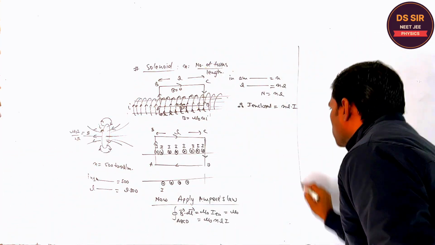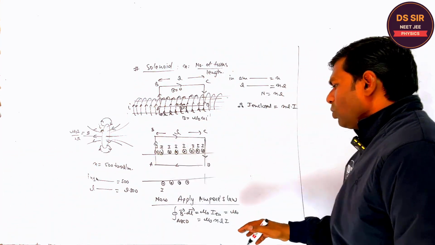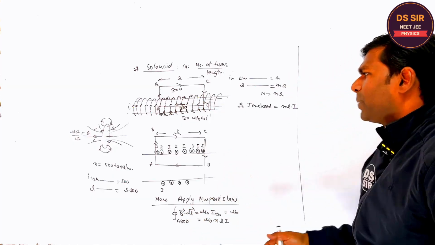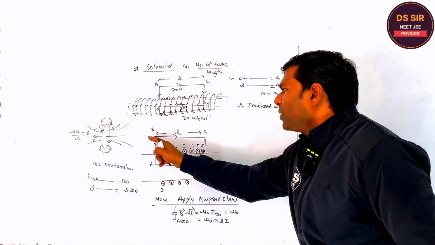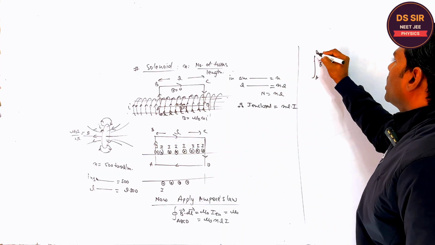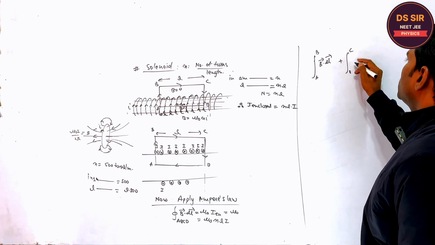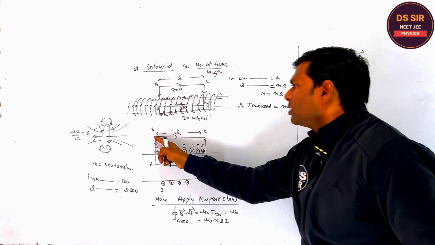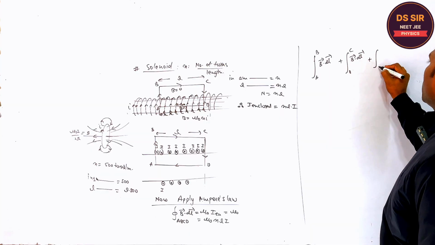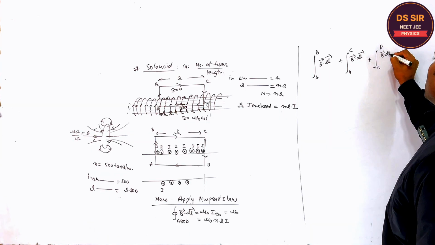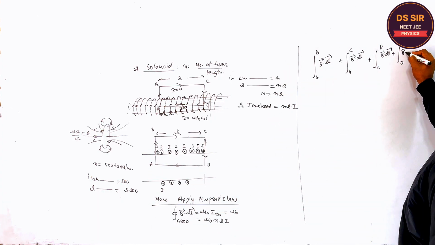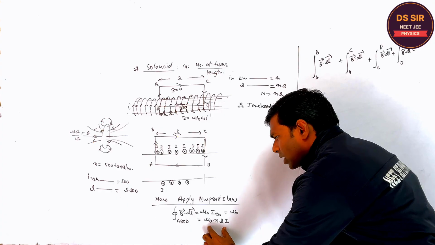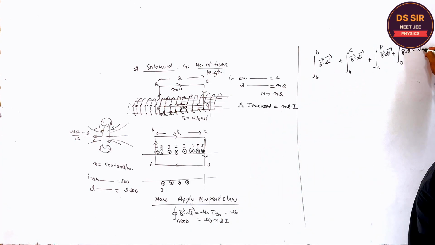So now see A, B, C, D. Now you can divide this integration into parts. Integration B dot dl from A to B, plus B to C, B dot dl, then C to D, B dot dl, then again D to A, B dot dl is equal to mu naught into I enclosed, which is nothing but mu naught n L I. Is it fine?